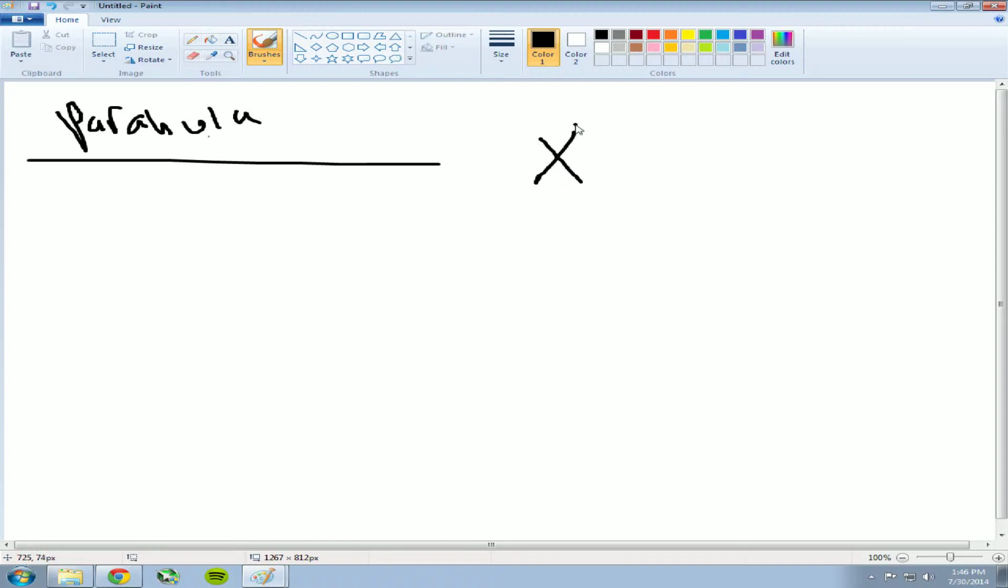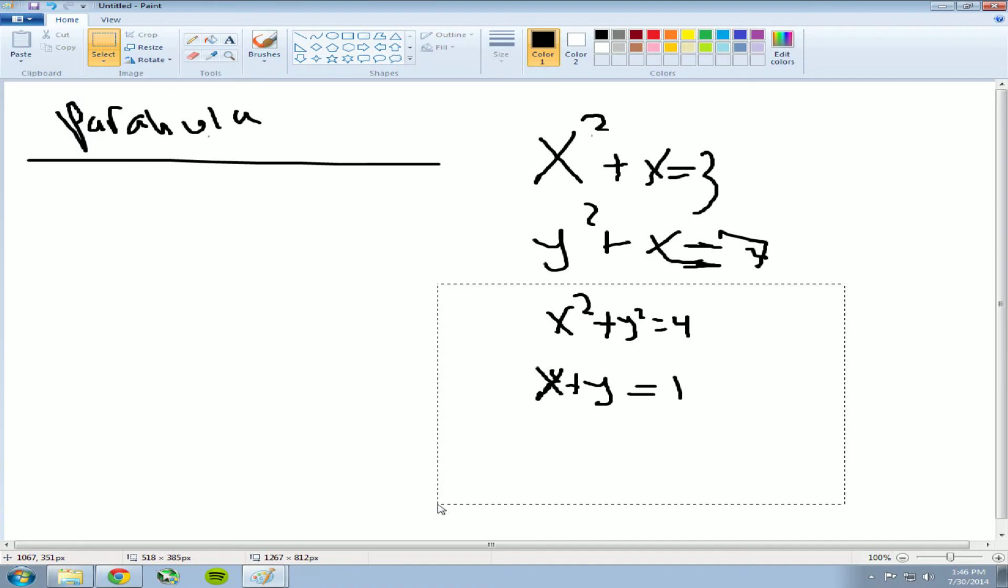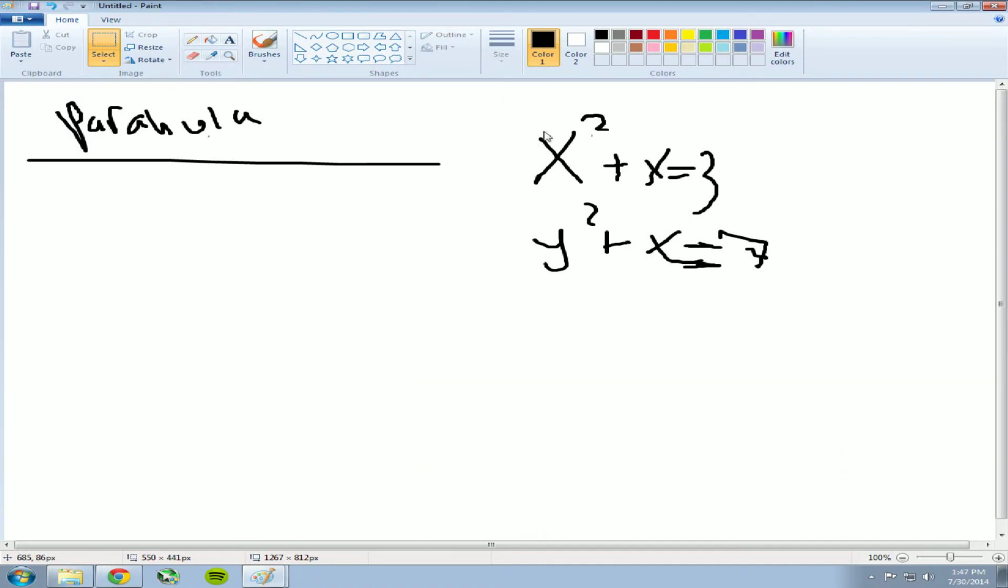Well, a parabola is an equation that only has one square in it. So this is a square, so there cannot be any more squares. So this is a parabola. This is a parabola. This is y squared plus x equals 7. That's a parabola. This is not a parabola. This is not a parabola. It has to have at least one square in it to be a parabola, and no more than one.